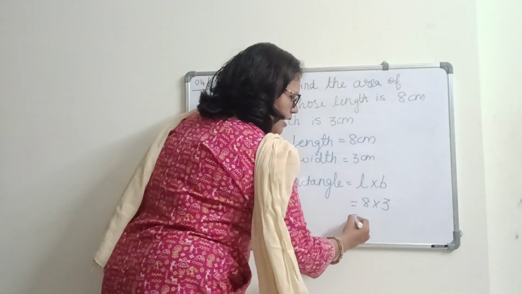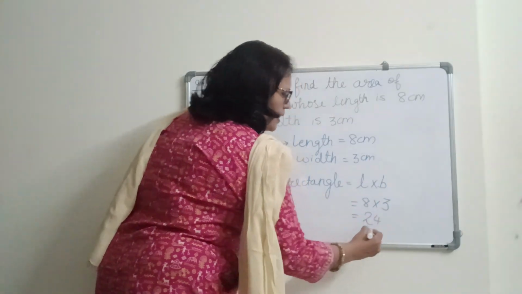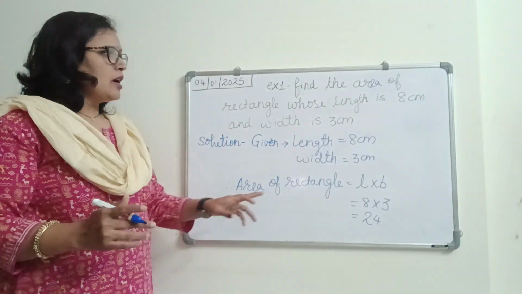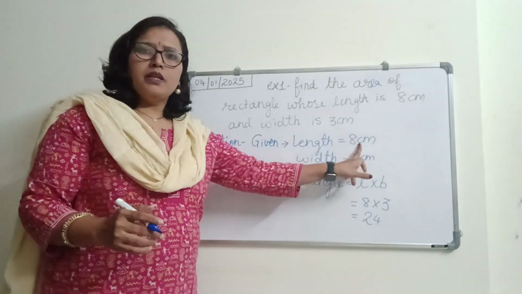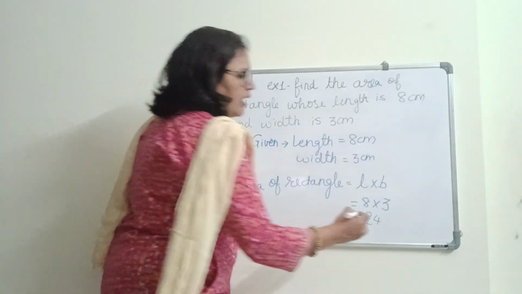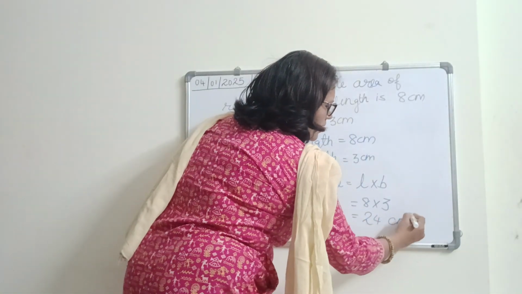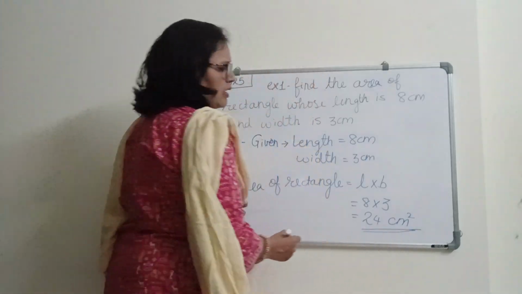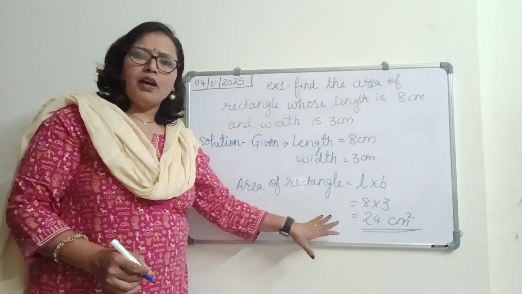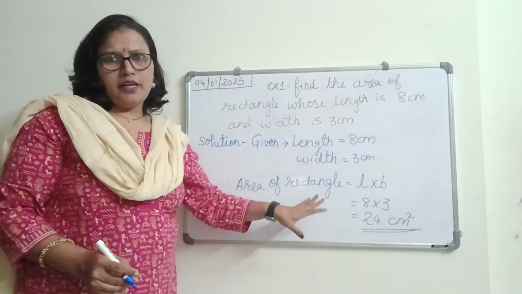So 8 3s are 24. Do we have to write the unit? Yes, the unit is very important, because here centimeter is given. So square centimeter or centimeter square, anything you can write here. You write here centimeter square. This is your answer. So this way you can find the area of the rectangle.